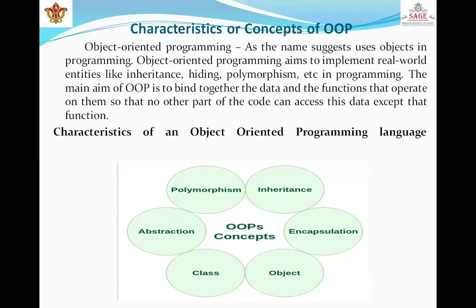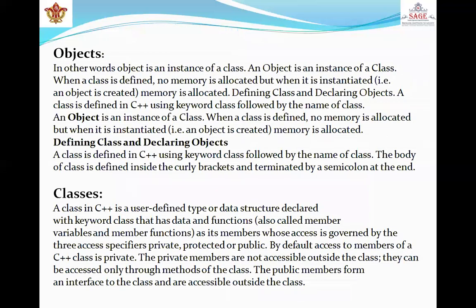Firstly, we will discuss class. What is class? The building block of C++ that leads to object-oriented programming is a class. It is a user-defined data type which holds its own data members and member functions, which can be accessed and used by creating an instance of that class.